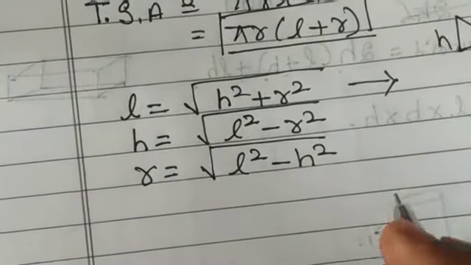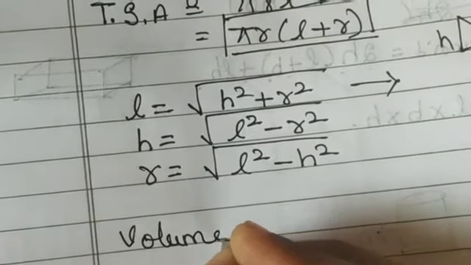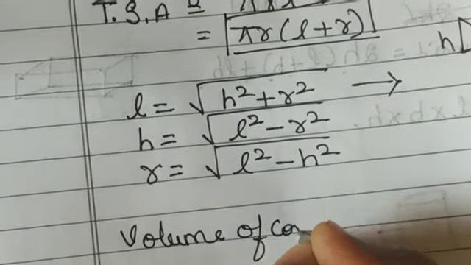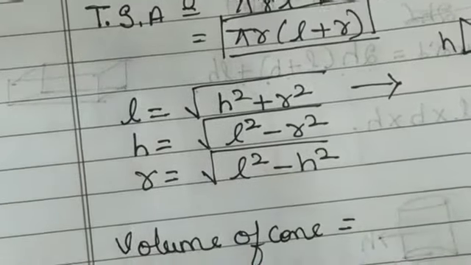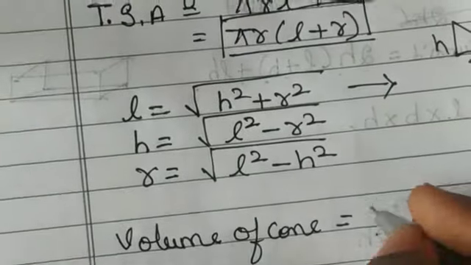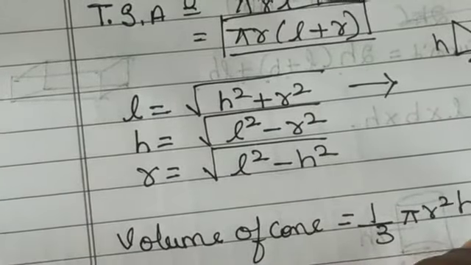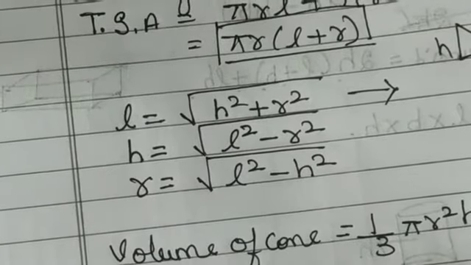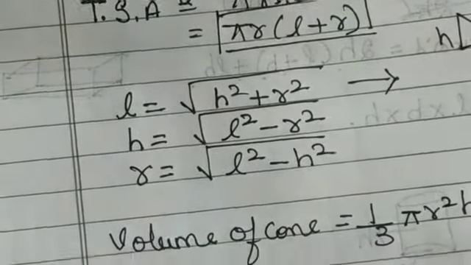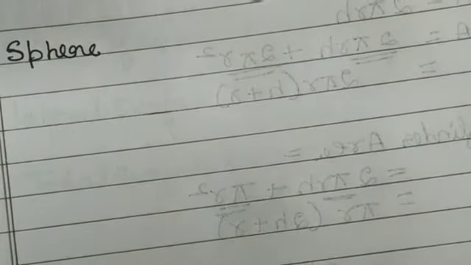Now we have got the formulas. Now we are going to find the volume of the cone. To find the volume of the cone, we write 1 by 3 pi R square H. So this is the formula.